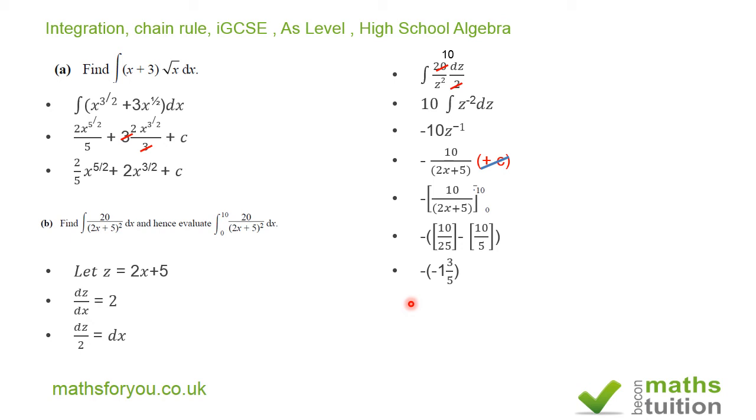And when we open up our bracket, the two minuses will become plus there, so we end up with 1 3/5 there, and that should be our answer.